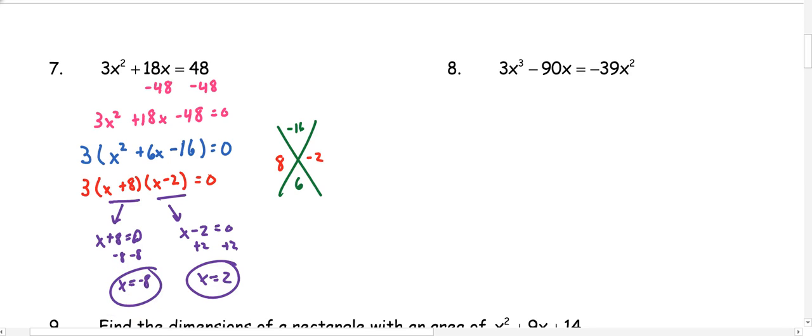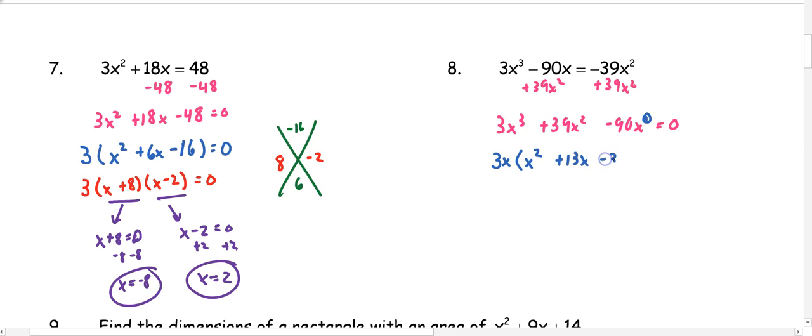In number 8, in order to get it set equal to 0, I need to add 39x squared to both sides. When I rewrite this, remember, you want to write it in order of your powers. So I have 3x cubed plus 39x squared minus 90x equals 0. So I need to get it to be an x squared, and right now it's a 3x cubed. So I can factor a 3 out of everything because they're all divisible by 3, and they all have an x with the lowest exponent of 1. So I can factor an x out of everything. So when I do that, I get x squared plus 13x minus 30 equals 0.